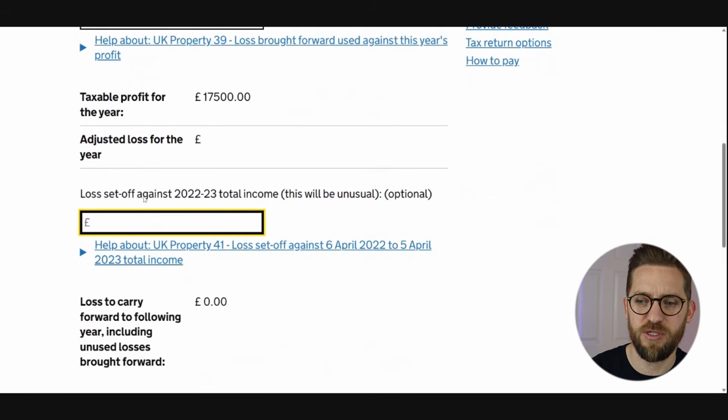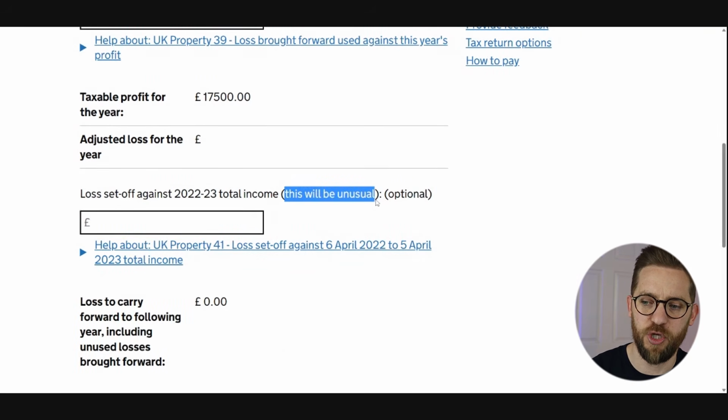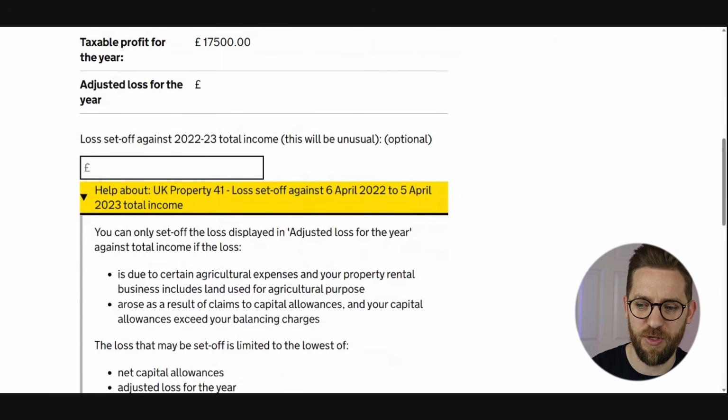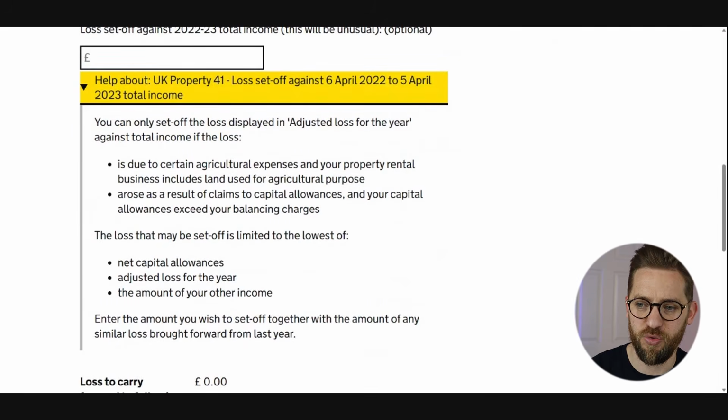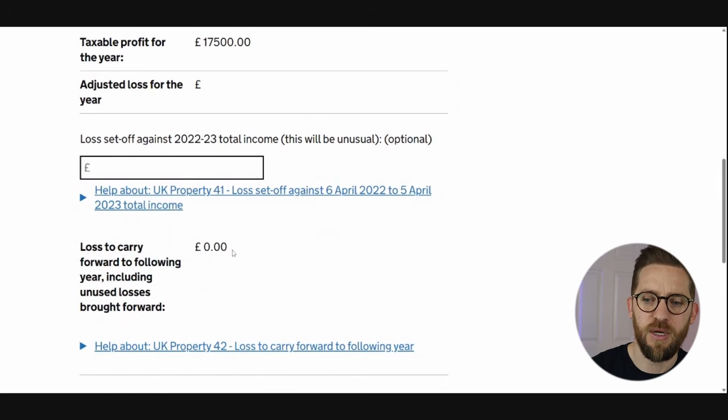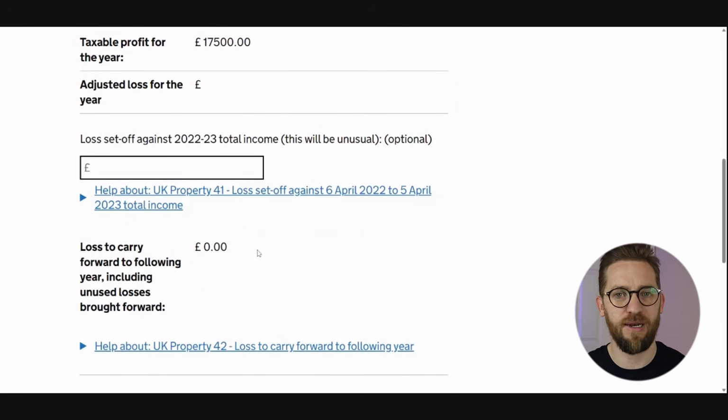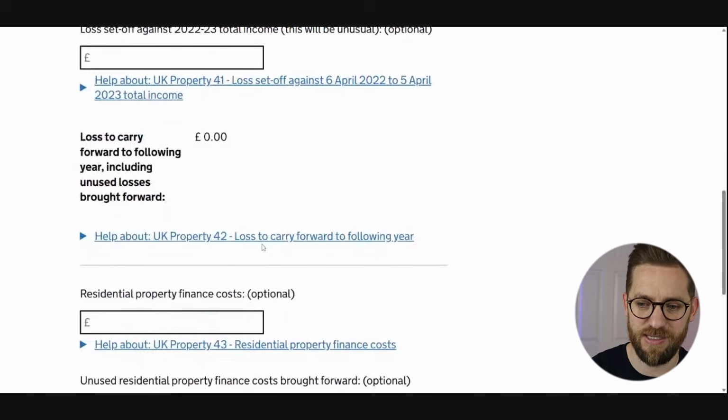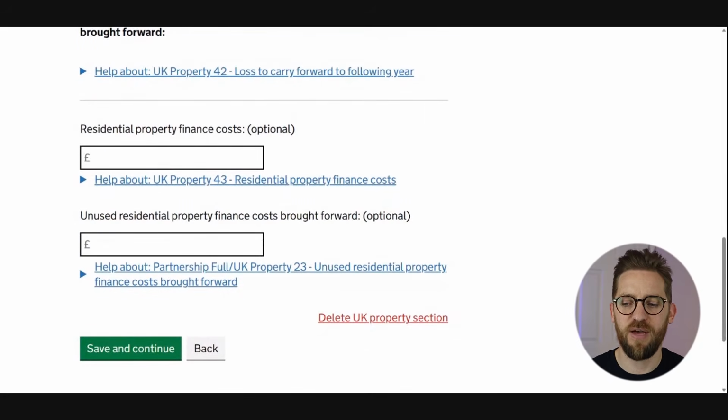And then loss set off against 22-23 total income. This is rare. Even HMRC are telling you this would be unusual, so very unlikely, but they'll tell you in here it normally relates to certain agricultural expenses. It's not usually going to apply. My loss to carry forward, I don't have any losses to carry forward, so I would expect that to be 0. And then we have a small section on residential property finance costs.